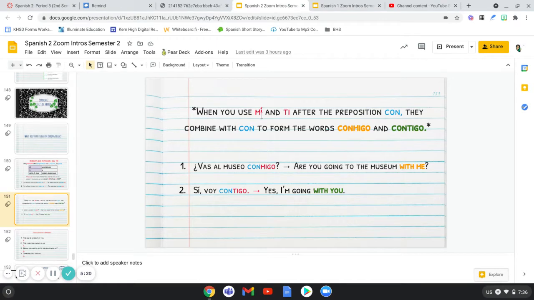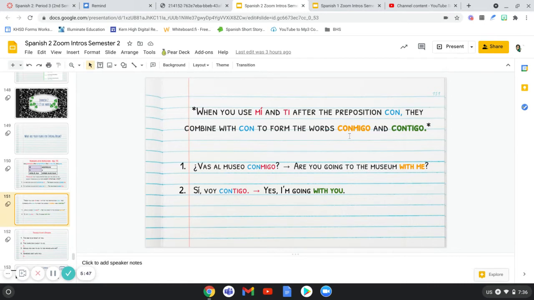So if you were to use me and ti after the preposition con, this only exists if you're talking about con. They actually combine with the word con and form two new words. No other pronouns are going to form any new words. No other prepositions like para or de or a are going to attach themselves to any pronouns to form new words. It only happens with me and ti, and it only happens with con. They become conmigo and contigo.